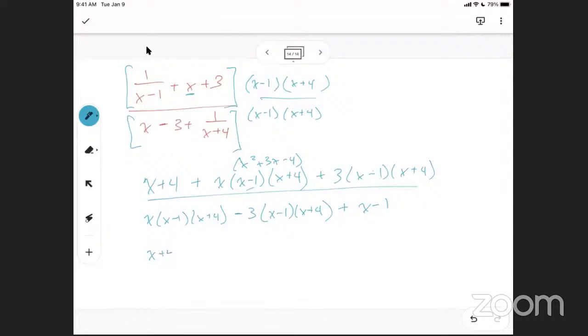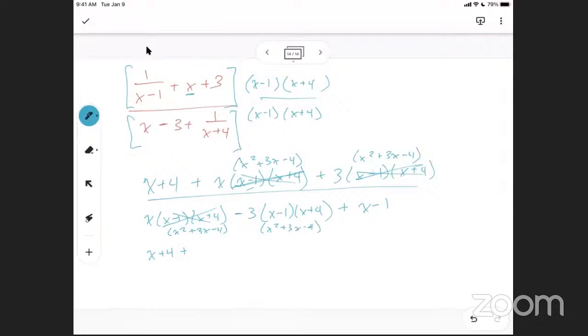It's going to be x plus 4 plus, now notice what I'm doing. I'm multiplying x squared plus 3x minus 4 by these numbers in front, right? X squared plus 3x minus 4, and this is x squared plus 3x minus 4.